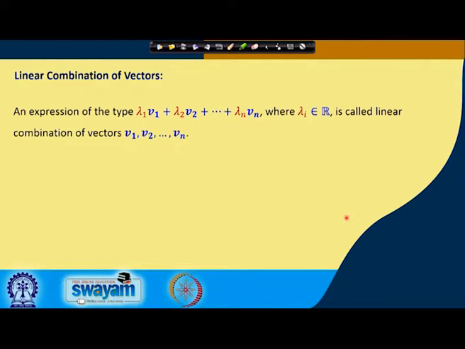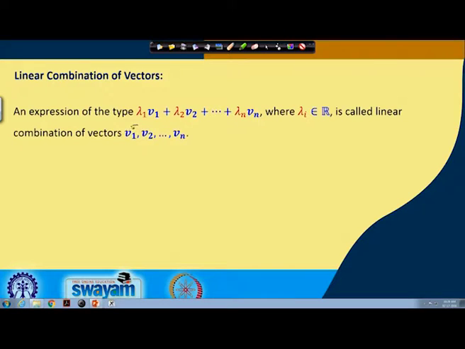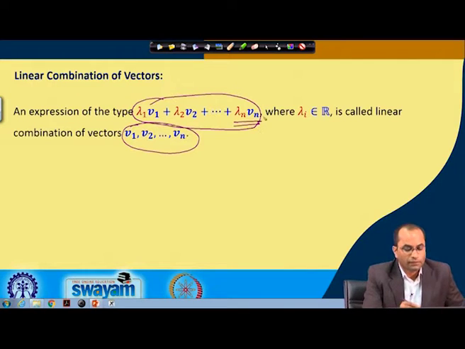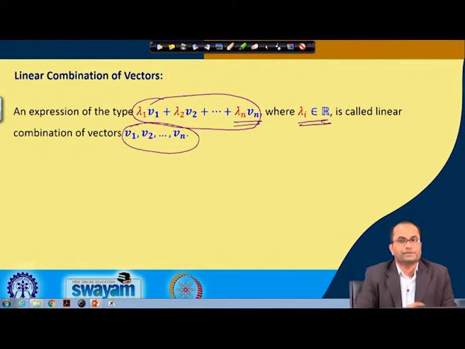An expression of this type, lambda 1 v 1 plus lambda 2 v 2 plus lambda n v n, where these lambdas belong to the set of real numbers, is called a linear combination of vectors v 1, v 2, v 3 and v n. So, here, for given vectors v 1, v 2, v n, this expression lambda 1 v 1 plus lambda 2 v 2 and so on, lambda n v n, is called the linear combination of these vectors, where these lambdas belong to the set of real numbers.